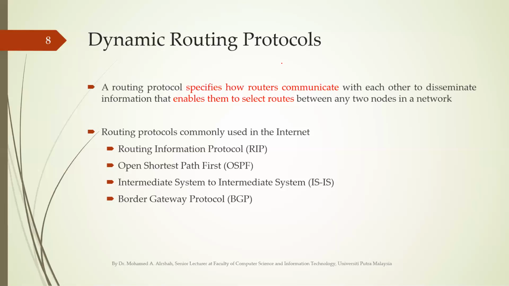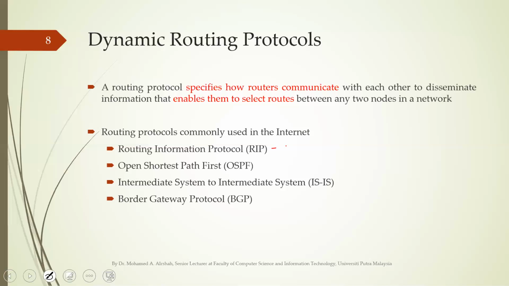Routing protocols commonly used in the internet. So we have routing information protocol, RIP, and also we have open shortest path first, OSPF, and also we have intermediate system to intermediate system, IS-IS. And the last one, we have border gateway protocol, BGP. Actually, these four are very common, but there is not only this. There are a lot of routing protocols, but these are the common ones.